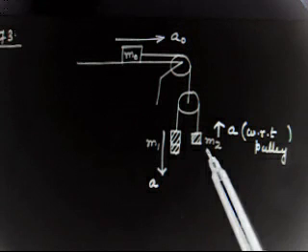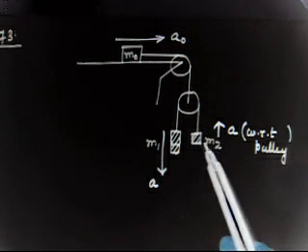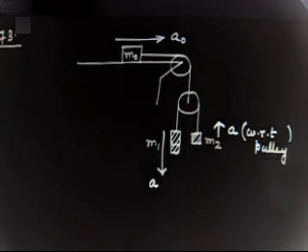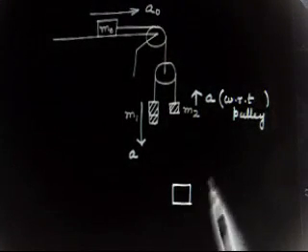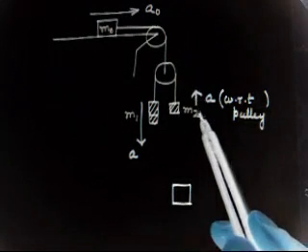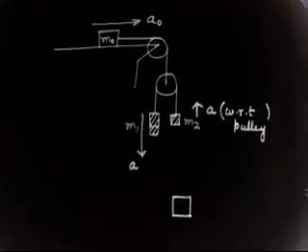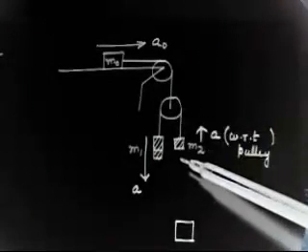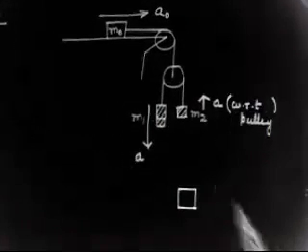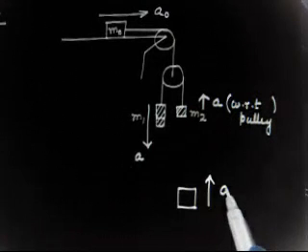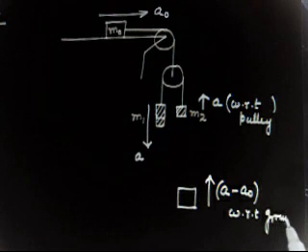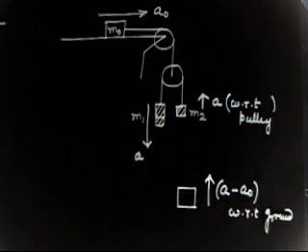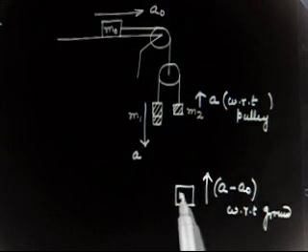If I want to work in the frame of ground, I have to write the total acceleration of this. Let us work in the frame of ground. So what is the total acceleration of m2? m2 is going up with acceleration a with respect to this pulley, and the pulley itself is coming down with acceleration a0. So now I can say this block m2 is going up with acceleration of a minus a0 with respect to ground. Are you getting? This is for m2.